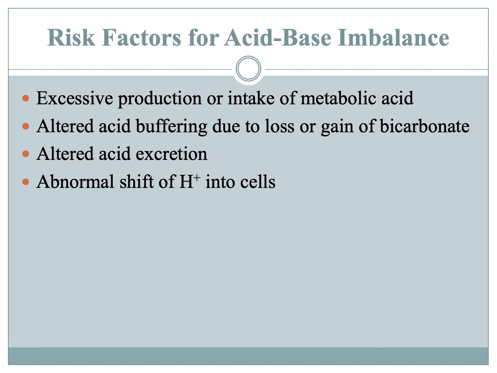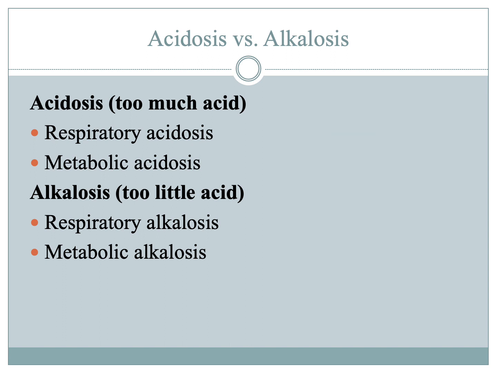Then you might have too much or too little bicarbonate in your body. We'll talk about how that happens in a minute. You might have altered acid excretion. In other words, the kidneys aren't working right and they're not getting rid of what they should be getting rid of. That's another possibility. Or an abnormal shift of hydrogen into the cells.